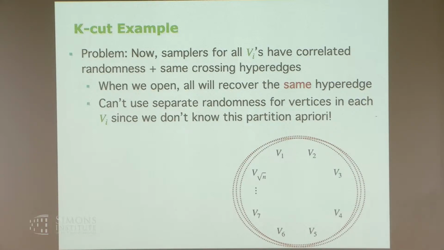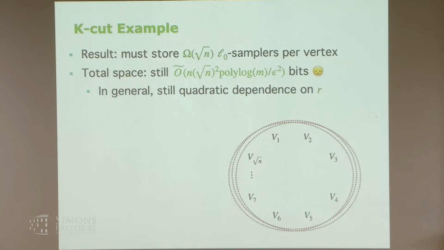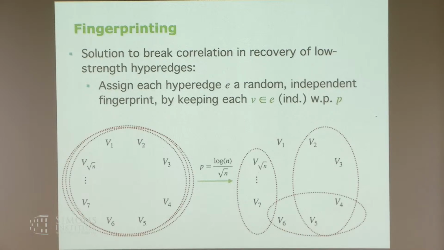How do we actually decorrelate these different components and make sure that when we recover hyperedges, we actually recover distinct hyperedges? Otherwise, we'll be doomed, because in order to recover these square root n crossing hyperedges, we'll need to store at least square root n L0 samplers for each vertex. And this will lead to a quadratic dependence on this parameter r. So this will lead to something like n times square root n squared. And recall, our goal is to get a linear dependence on this arity. And so this is where one of the key techniques in the paper comes about.